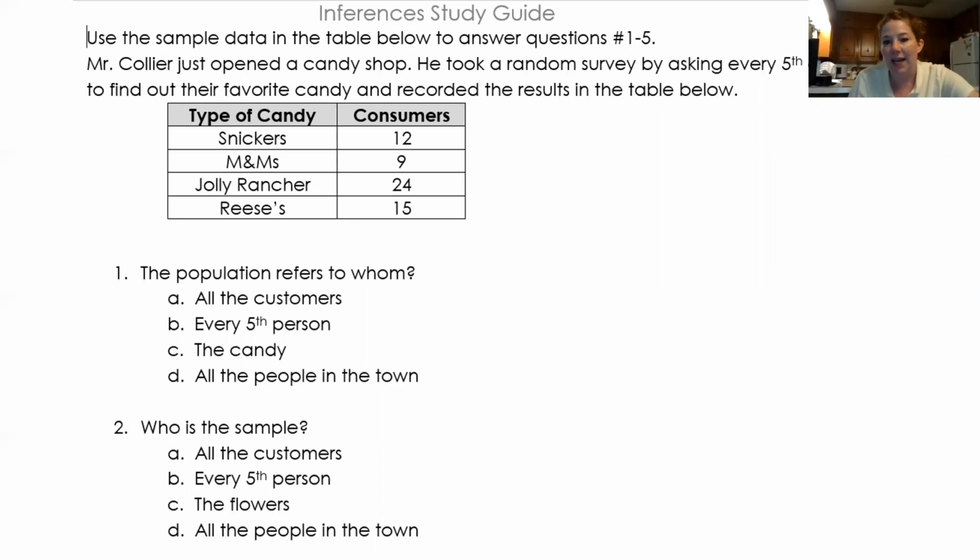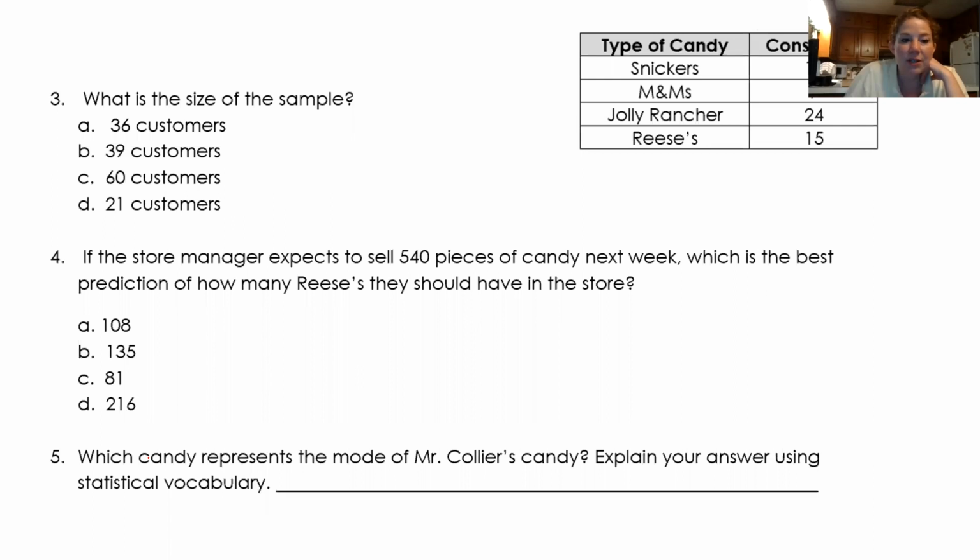His survey consisted of asking every fifth customer, because it would take a lot of energy and time to ask every single customer. So the population is all his customers. That's really what he wants to know about. That's why he's conducting the survey. As far as the sample, the people he asked the survey question to, it was every fifth customer. So that's the sample. It represents the whole population.